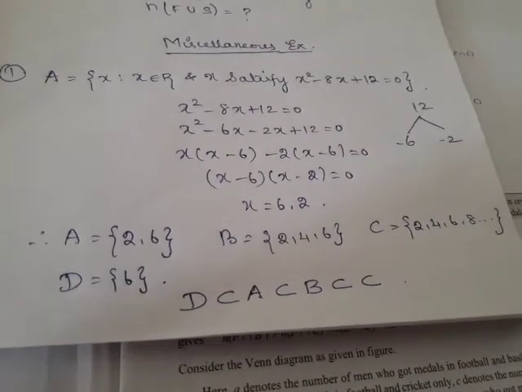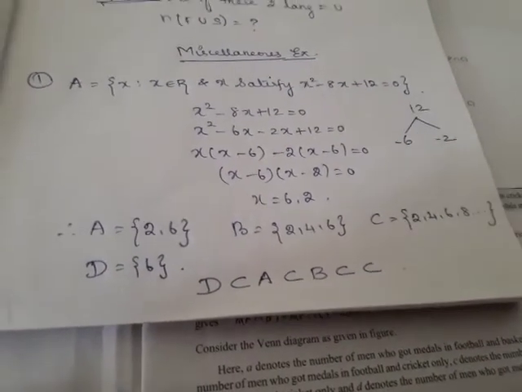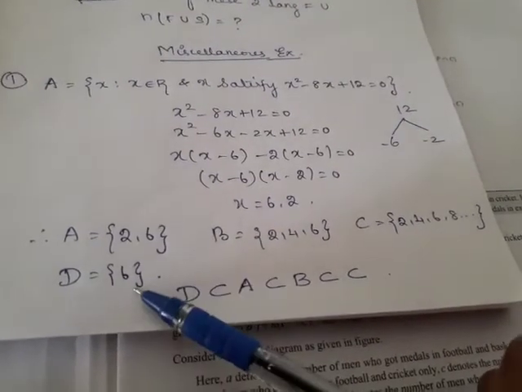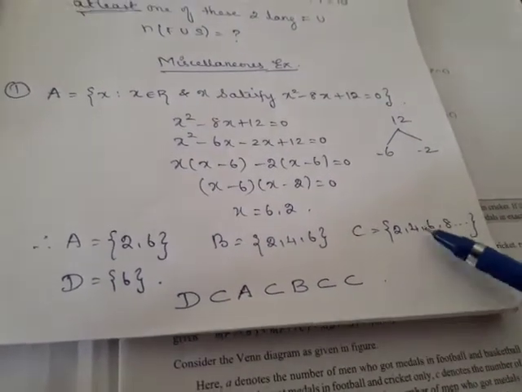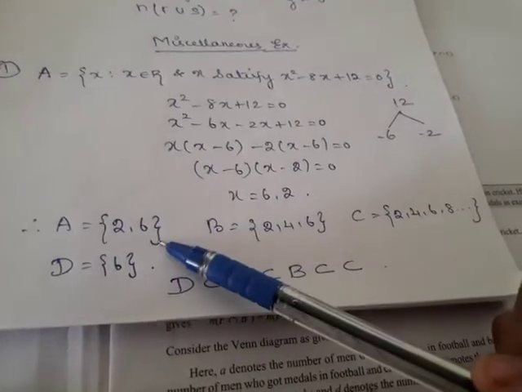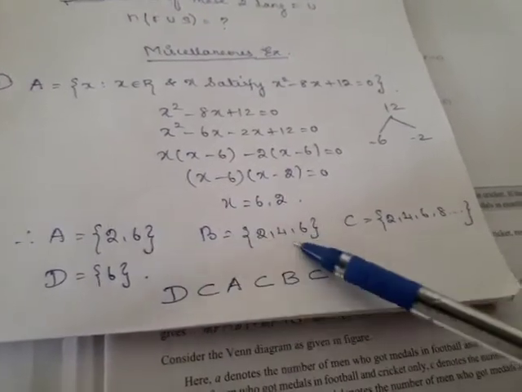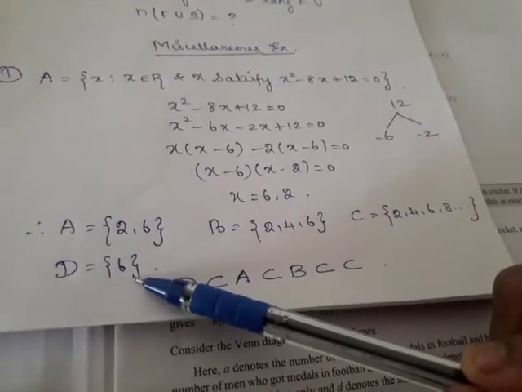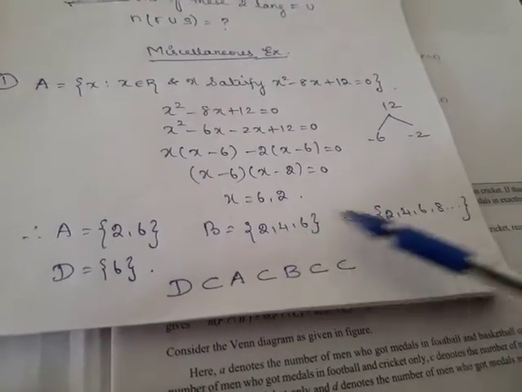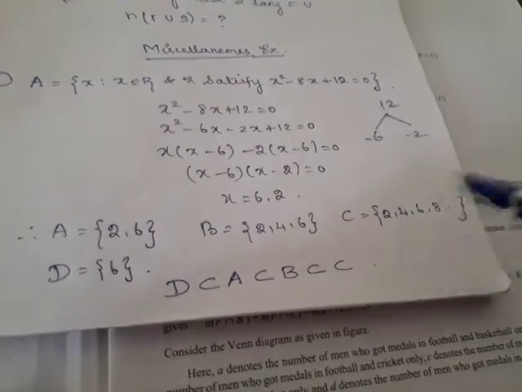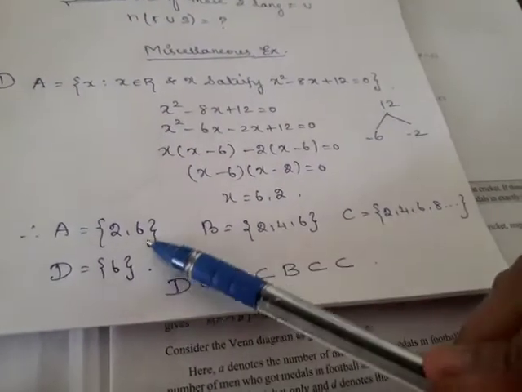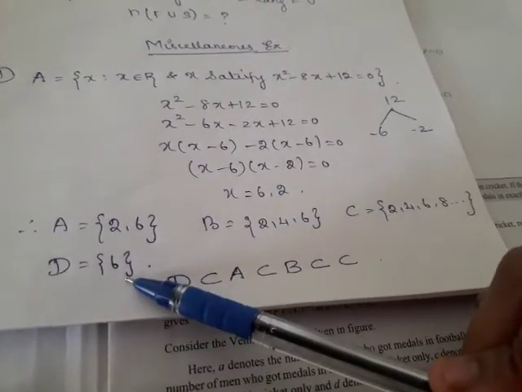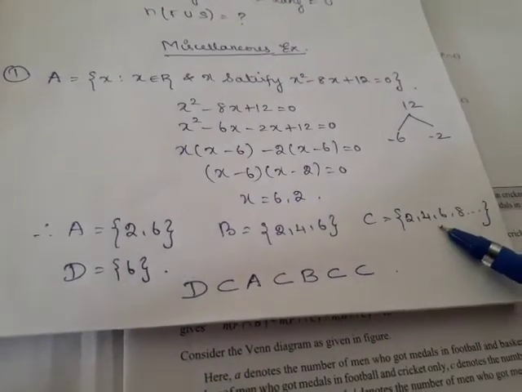Separately, if you want to make out the relationship, you can. How will you say? D is a subset of A, D is a subset of B, D is even a subset of C. When you take A, A is a subset of B and A is a subset of C, but A is not a subset of D. When you take B, B is a subset of C alone, where B is not a subset of A and D because the element 4 is not available in A and D. Therefore, B is a subset of C alone.